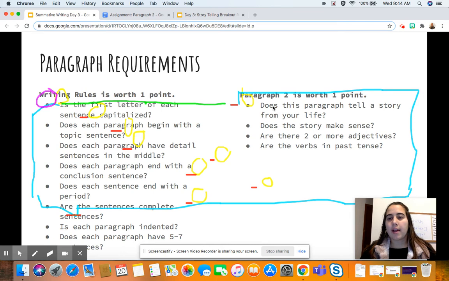So now let's look at these questions right here for paragraph 2. Does this paragraph tell a story about your life? Yes, it does. It tells you a story about how I met my husband. And then, does the story make sense? Yep.